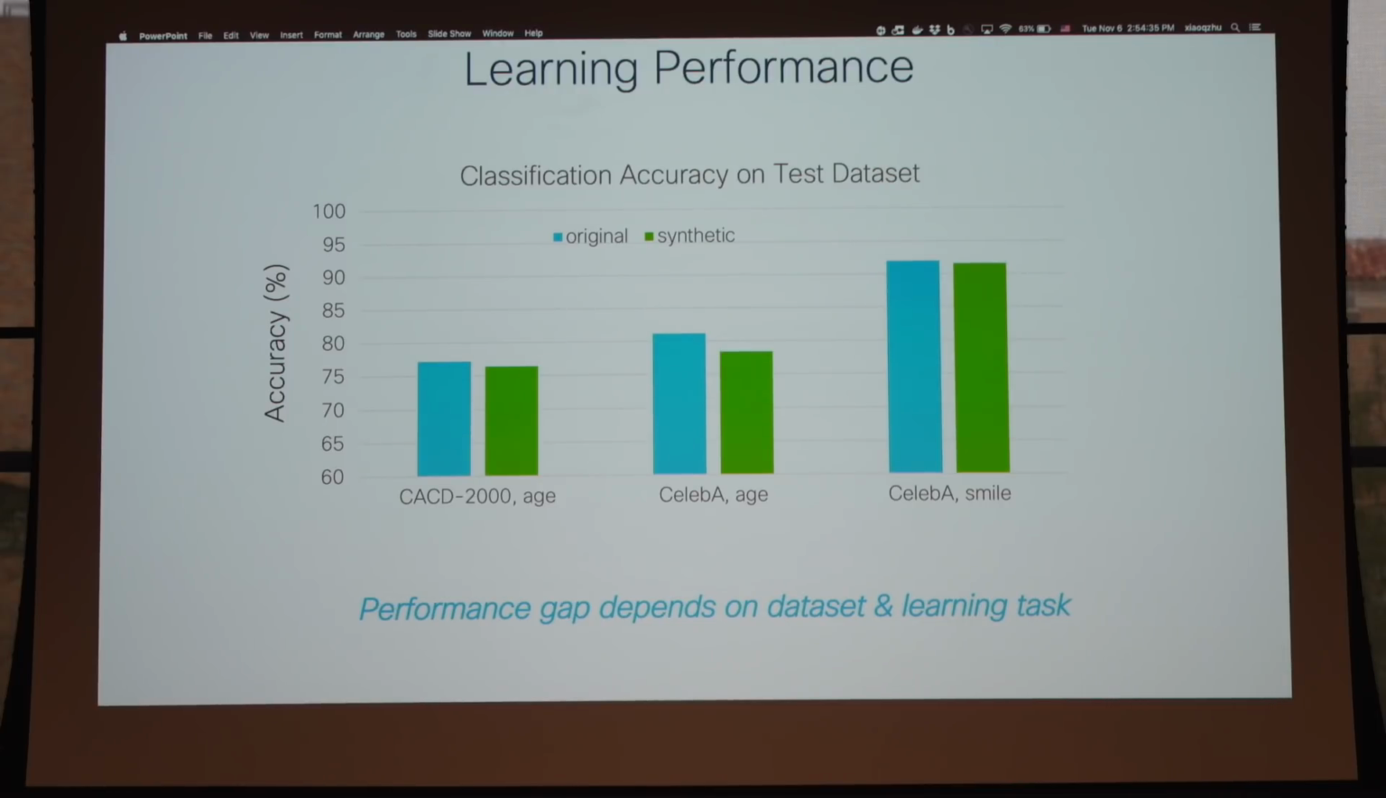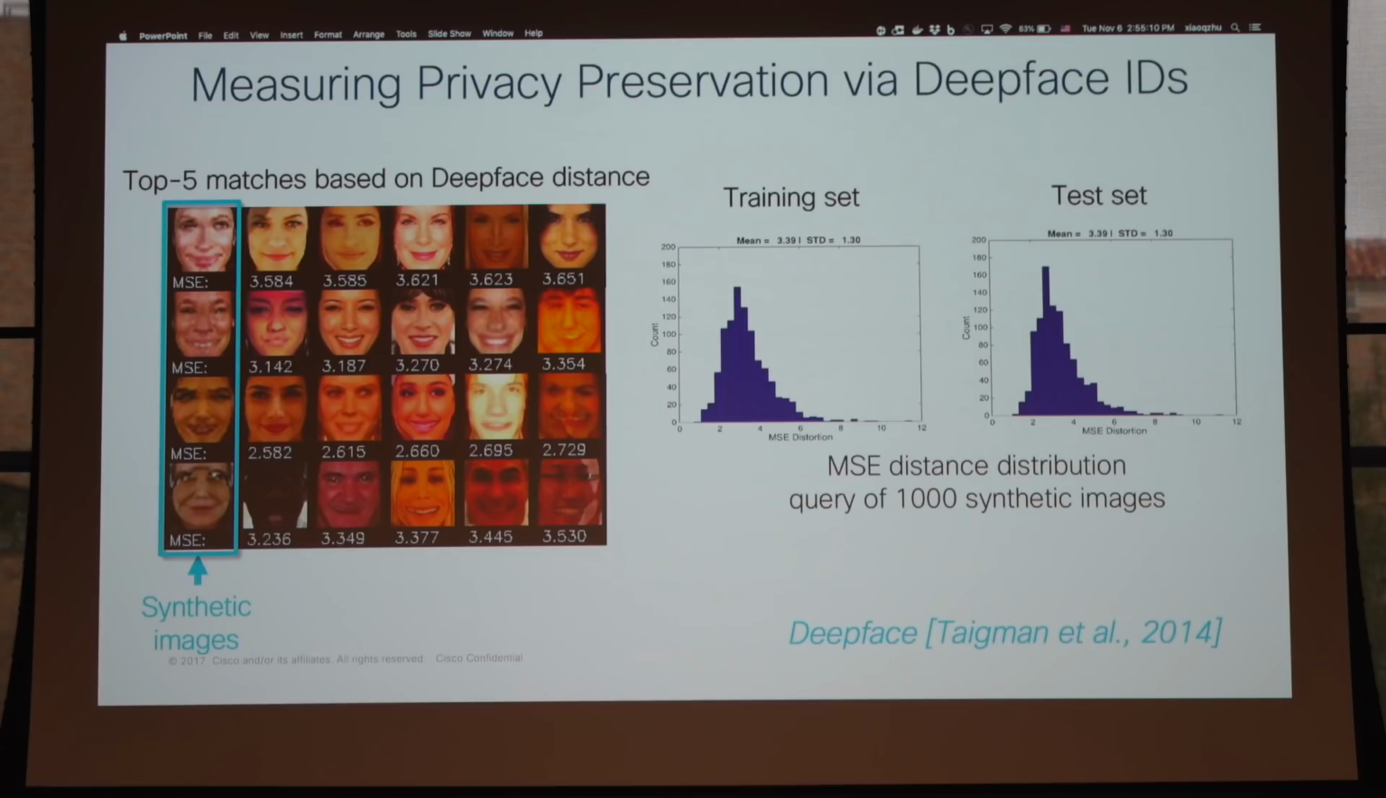the general learning is that if we're comparing the blue versus the green, these are the classification accuracy of the model performance on the test data set, which are all original data. So here we're basically trying to show that even if the model is trained using synthetically generated data, its performance on the original test data set is still fairly high. So that's a viable approach in terms of preserving learnability. Of course, the performance gap varies depending on the data set and the task we're trying to run on these facial images.